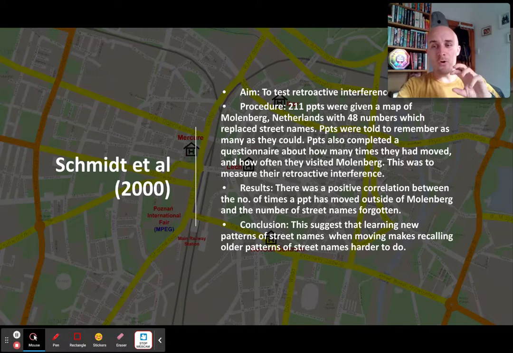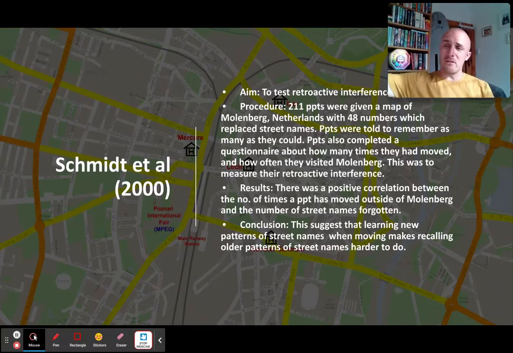And he gave it to people who had moved around in Molenberg or moved outside of Molenberg, for example. And he got them to try to recall how many street names they could remember. There was a positive correlation, a relationship between the number of times a person moved and the number of street names they had forgotten. The more times you move, the more street names you forget. Now, that may be slightly common sense, but it's also evidence of retroactive interference, because the newer streets that you live in are affecting the older streets that you lived in as a kid.